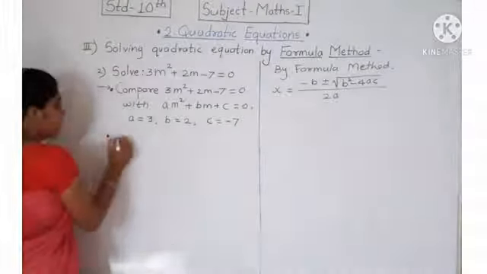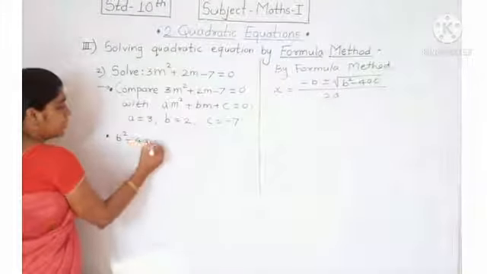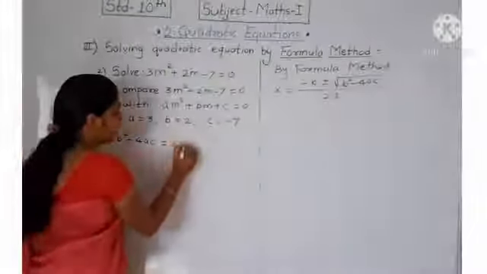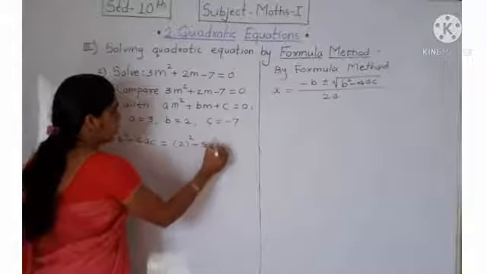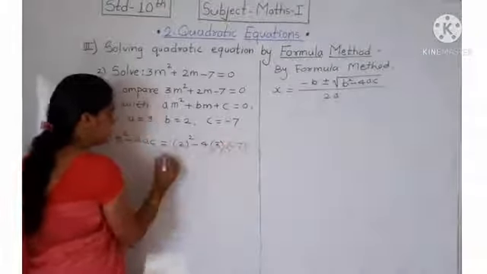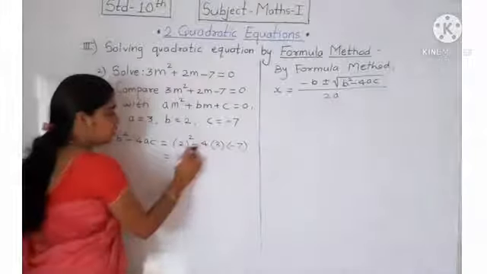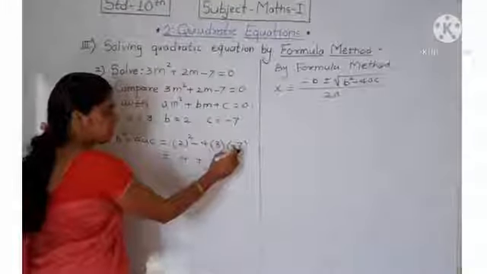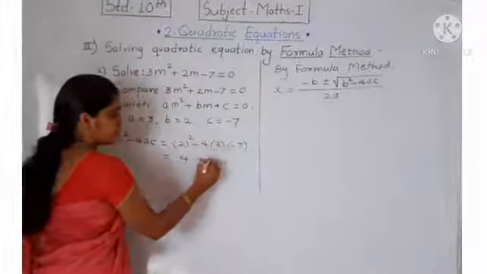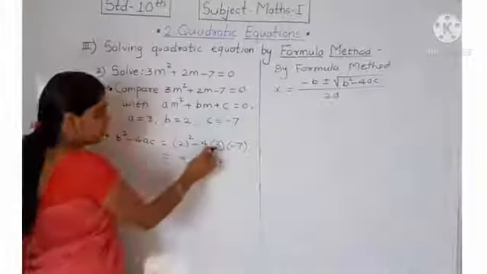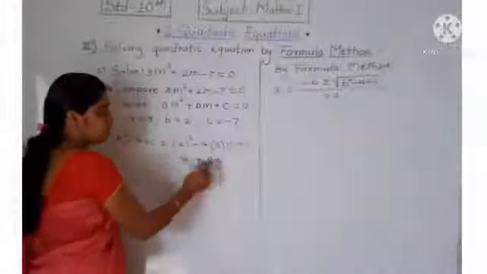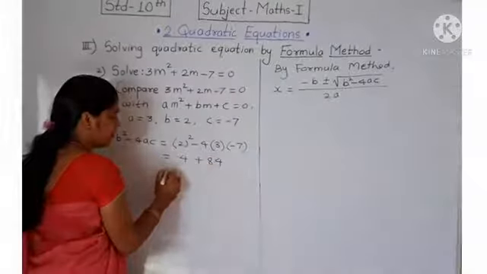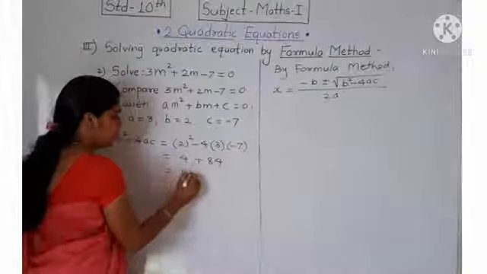Then second step, calculate b square minus 4ac. What is the value of b? 2 square minus 4 into a is 3 and c value is minus 7. 2 square is 4. Minus minus is plus. 4 3s are 12. 12 7s are 84. 84 plus 4 is 88. So the value of b square minus 4ac becomes 88.